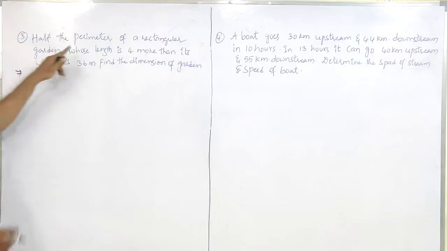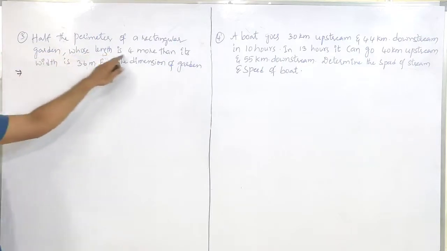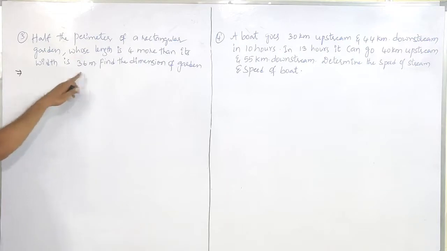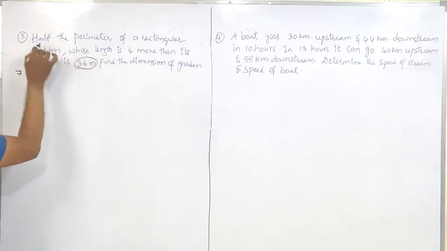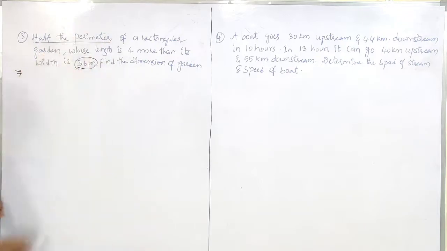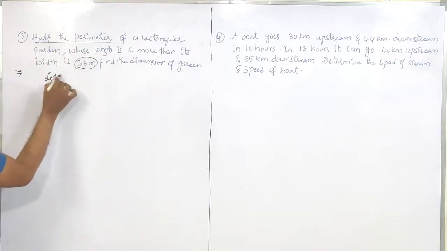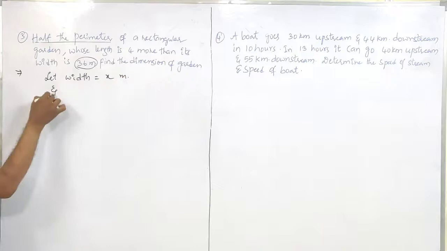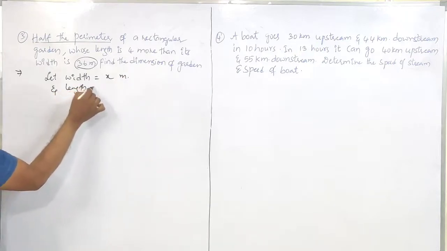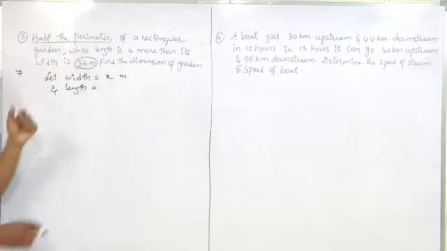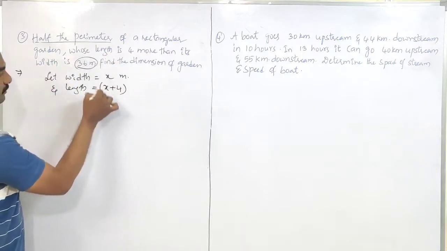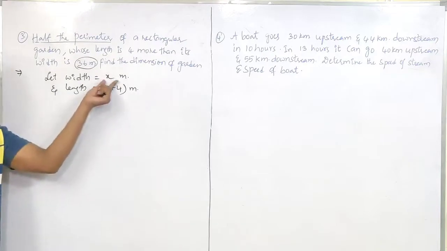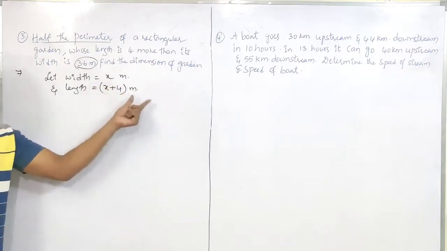Third one. Half the perimeter of a rectangular garden whose length is 4 more than its width is 36. Then we don't know the width. Let width be x meters and length is 4 more than its width. So how much is its width? This is x, and 4 more than x is x plus 4 meters.